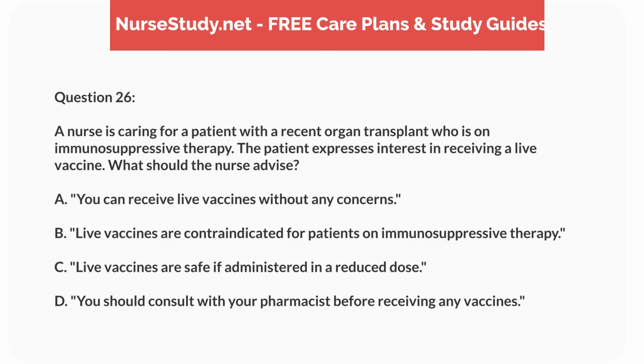Question 26. A nurse is caring for a patient with a recent organ transplant who is on immunosuppressive therapy. The patient expresses interest in receiving a live vaccine. What should the nurse advise? A. You can receive live vaccines without any concerns. B. Live vaccines are contraindicated for patients on immunosuppressive therapy. C. Live vaccines are safe if administered in a reduced dose. D. You should consult with your pharmacist before receiving any vaccines.